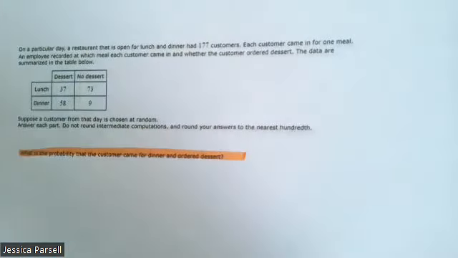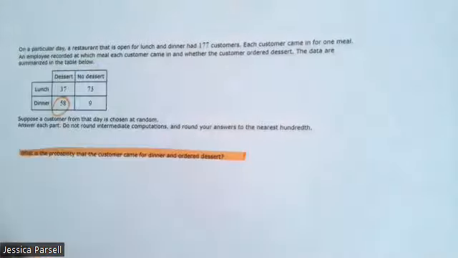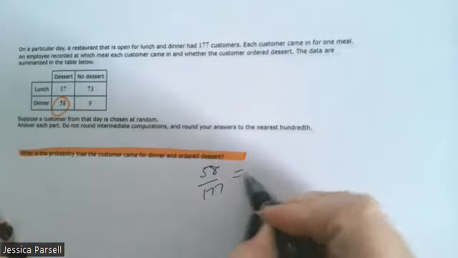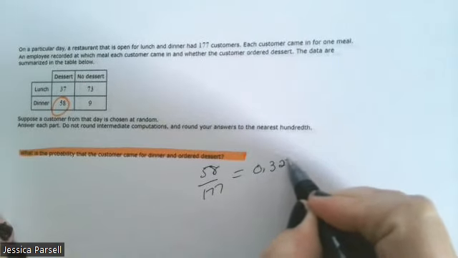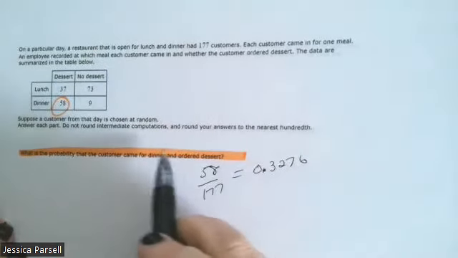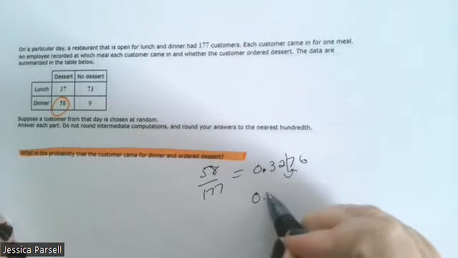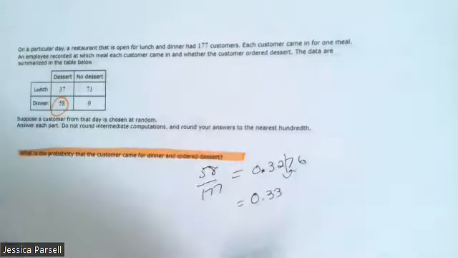Okay, so the people that came for dinner, so this row here, and ordered dessert, this column here, would be these 58 people here. So 58 out of 177 equals 0.3276. They want us to round to the nearest hundredth, so come over here. The 2 looks at the 7, and we're going to get 0.33, or a 33% chance that the customer came in for dinner and ordered dessert.